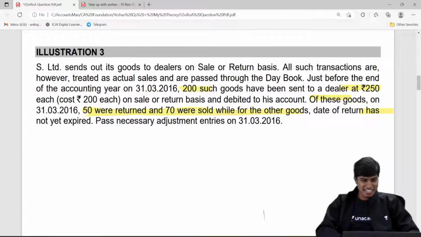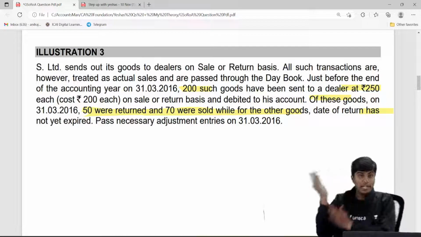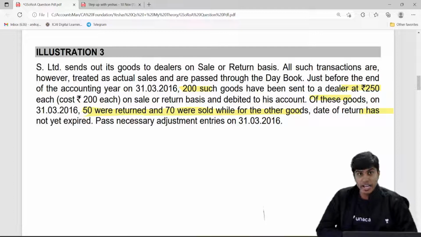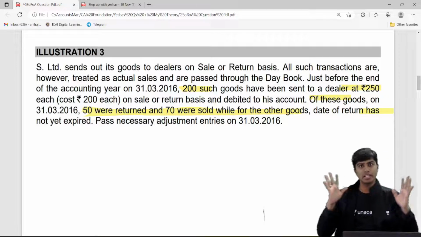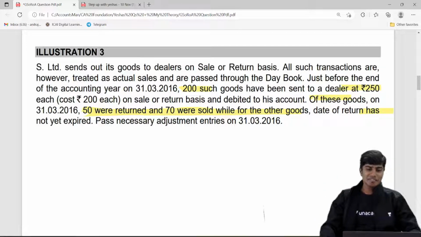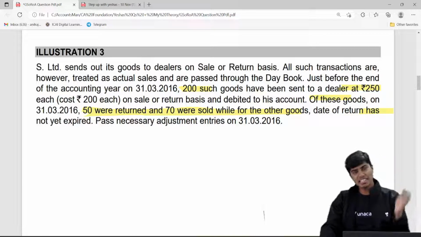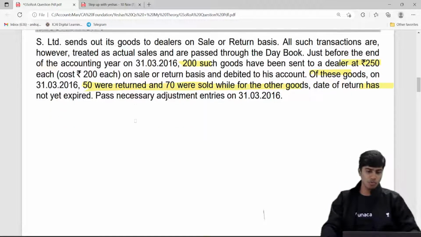That's it. Is there any acceptance received at a later stage? They have not given any information about what will happen later. If they had given which, I would have definitely written some entry. Great. We are now done with illustration number 3. Let's go into illustration number 4.